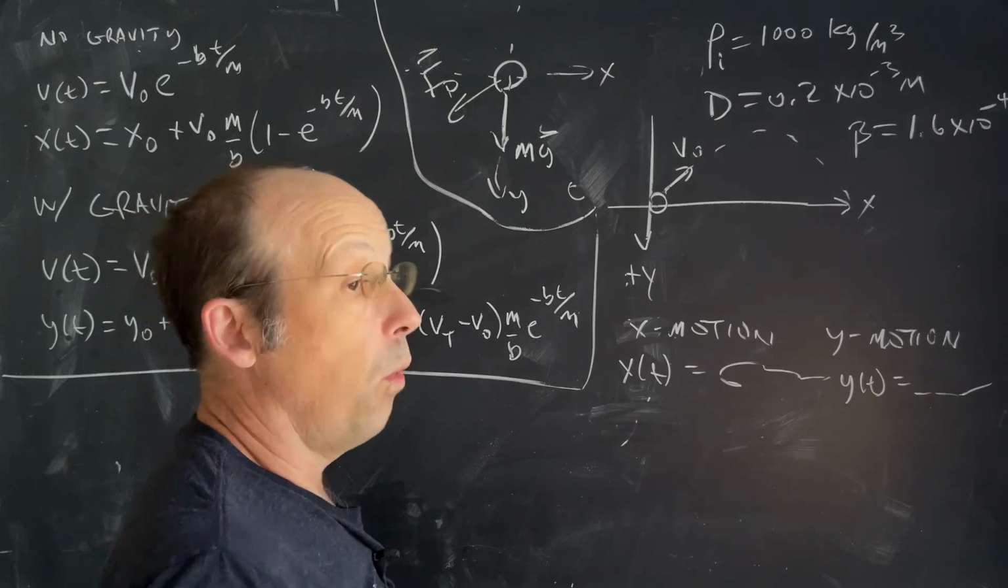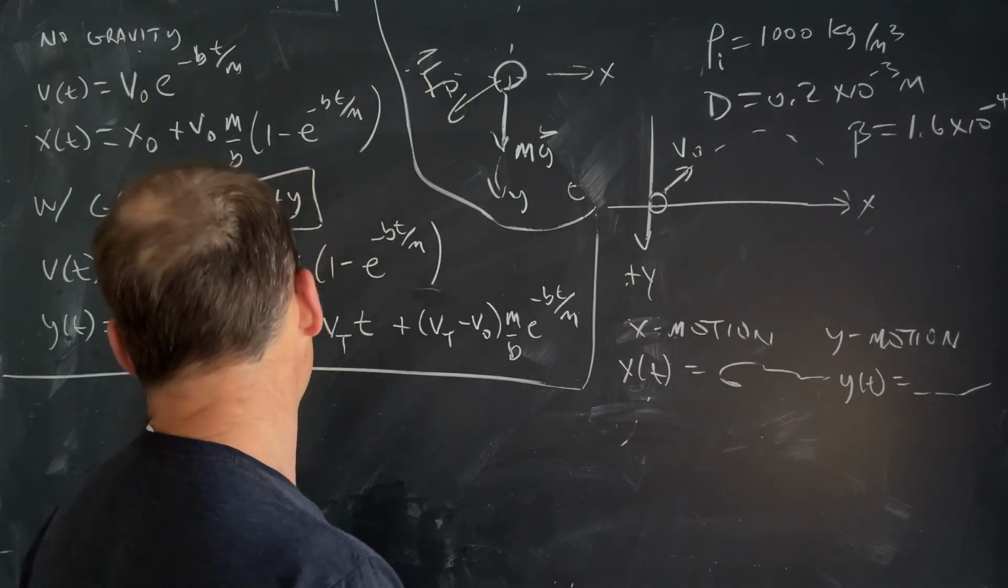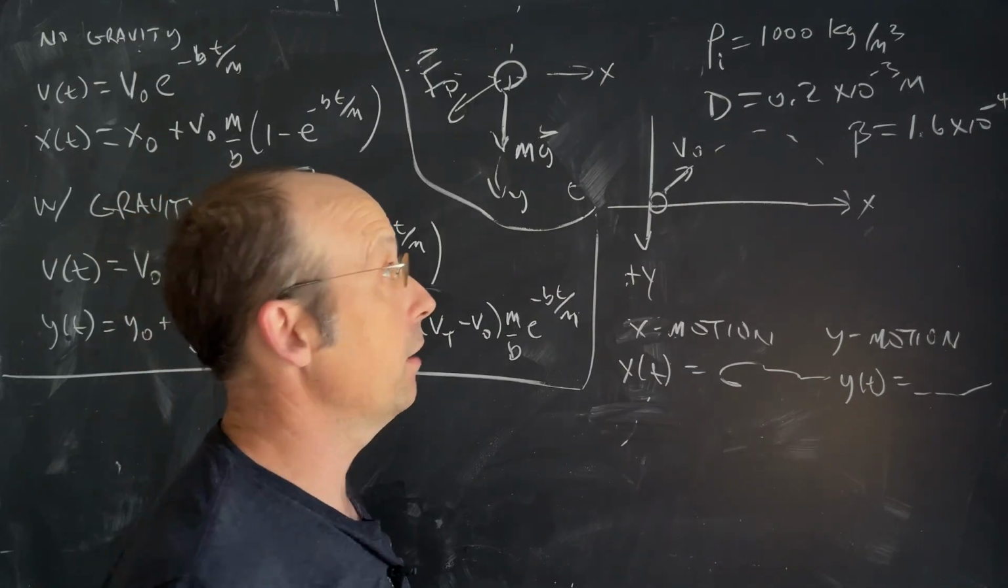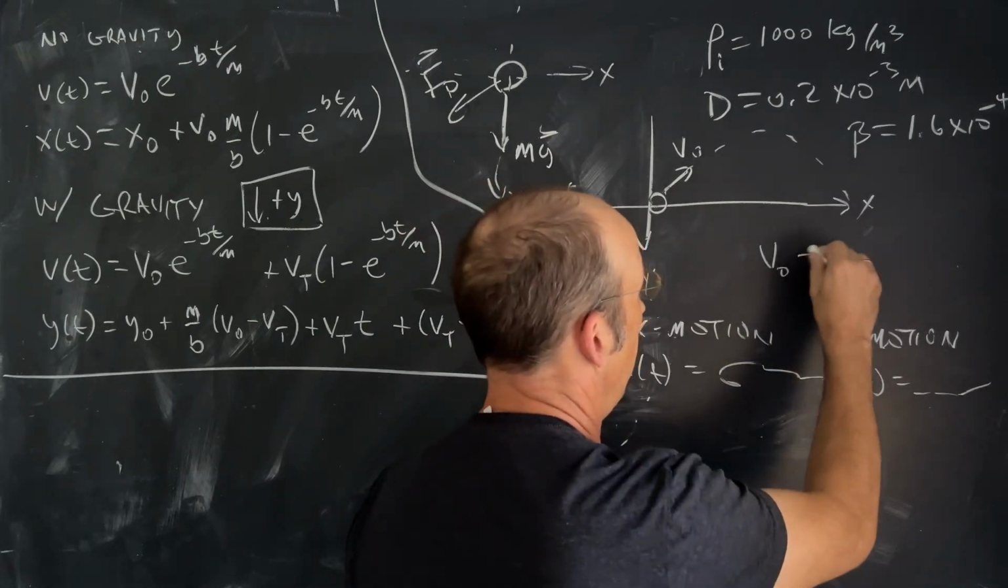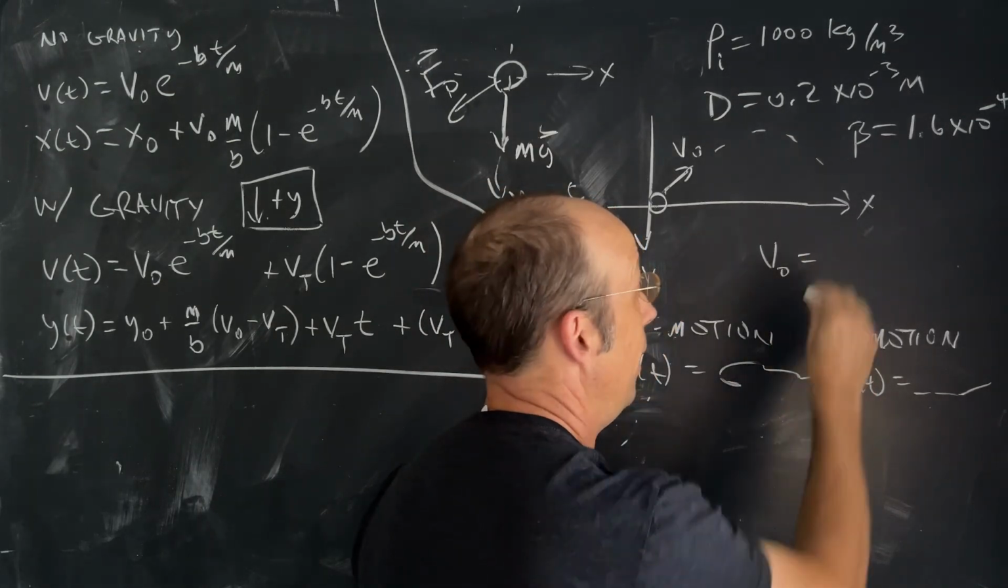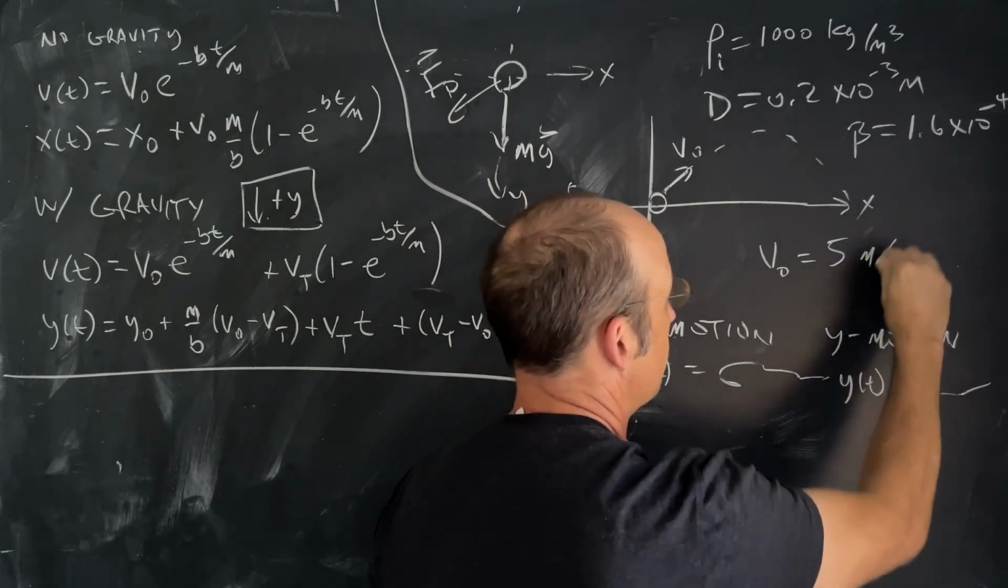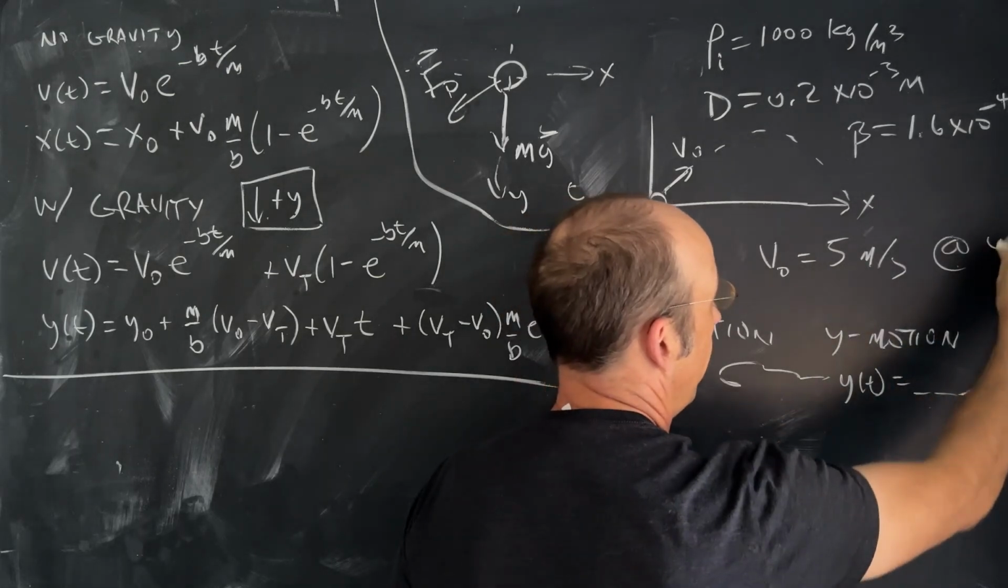Now, what velocity am I going to launch it? I haven't really decided on that yet. Let's say I throw it with an initial velocity v0 of 5. I just picked that. 5 meters per second at a 45-degree angle.